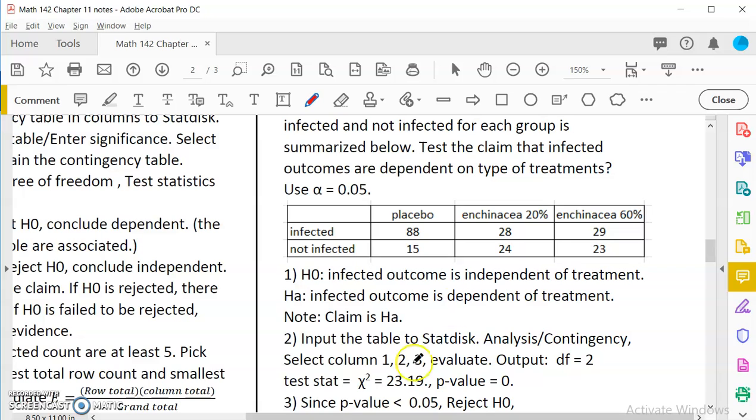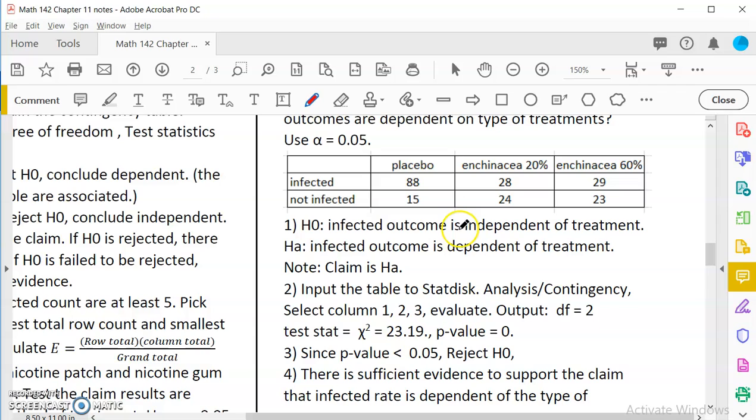Now, if you just look at them, you can see that with the placebo a lot of people get infected. But if you take both of these, they're actually quite successful, right? The success rates of these two are pretty much the same, quite good, but extremely better than the placebo. So how do we do that? We would put this table into StatCrunch. First of all, write the H0 and HA.